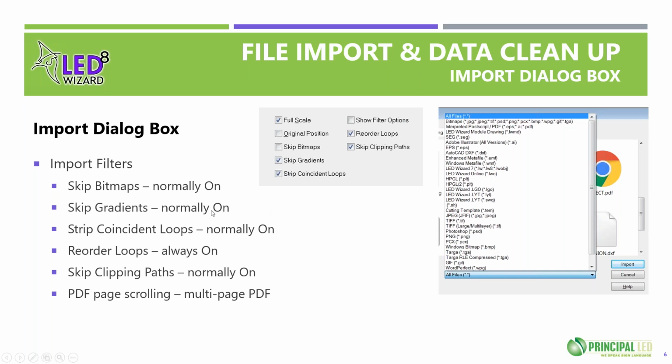Skip gradients is generally a good idea as well. A gradient is rarely beneficial in our task here. Strip out coincident loops is also normally on. So you can have a file that has a coincident loop, which is just multiple loops in exactly the same location.